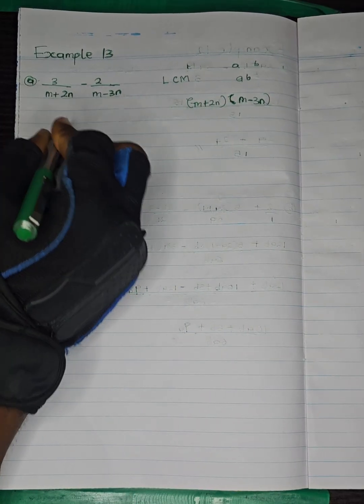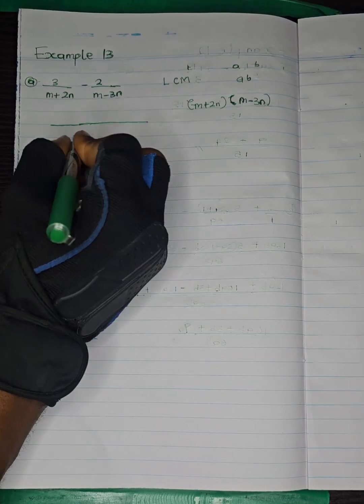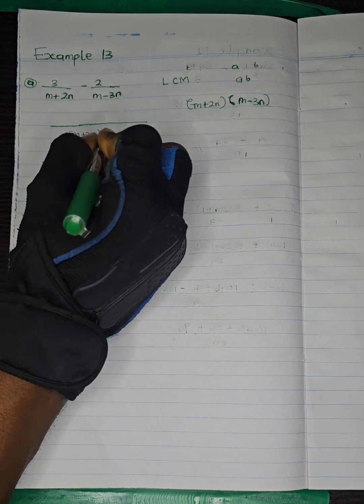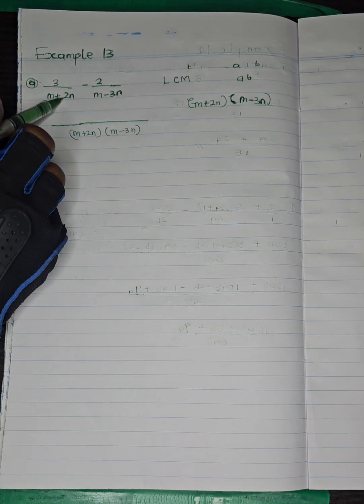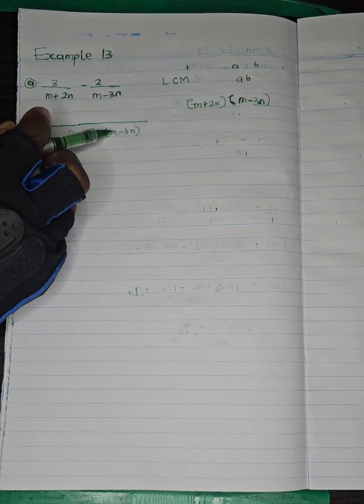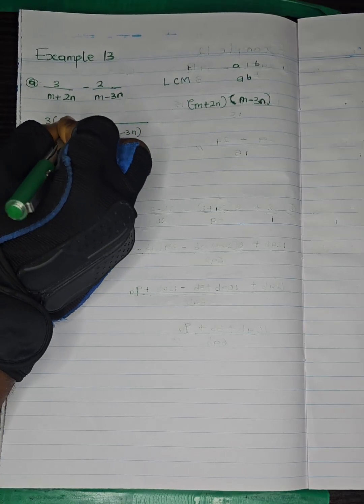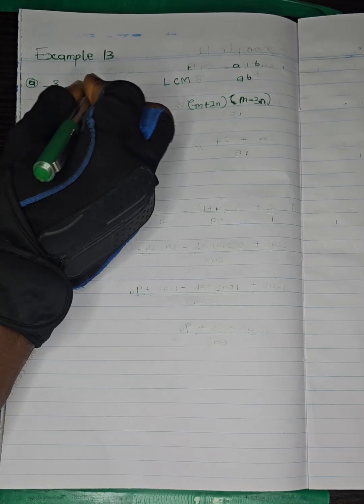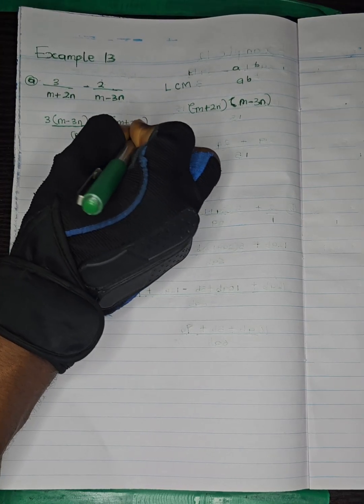So let's apply it here. So we apply for the fraction, we have (m plus 2n)(m minus 3n). This is the LCM divided by the denominator. This we cancel, remaining this, so this multiplied by this, you have 3 bracket m minus 3n. Now minus this divided by this, we cancel this, remaining this, so we have this multiplied by this to be minus 2 bracket m plus 2n.